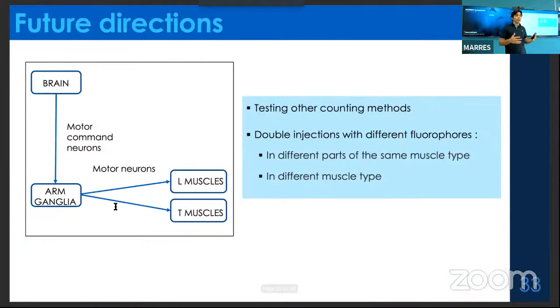So to go further, what can we do? We can test other counting methods to maybe find an automatic way to count the positive cells or measure the soma sizes. Or we can change the experimental procedure and do double injections of dextran, but with different fluorophores. Those double injections can be done in different parts of the same muscle types, for example, in the longitudinal muscle on the right of the arm and the longitudinal on the left, or in different muscle types, for example, in longitudinal muscle and transverse muscles.